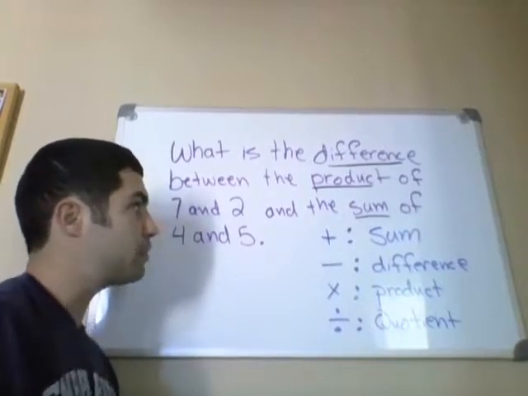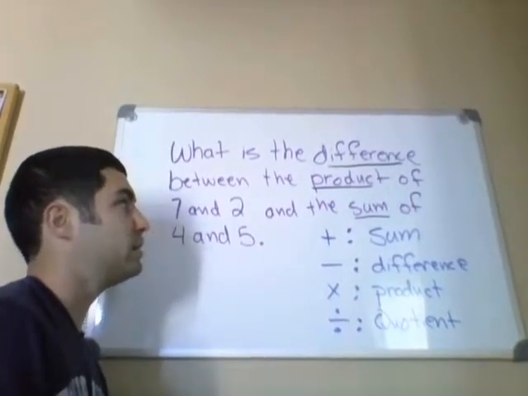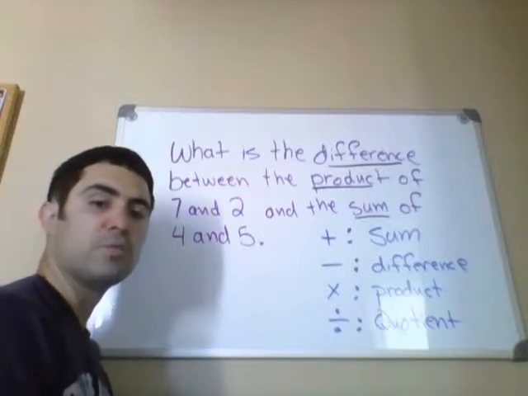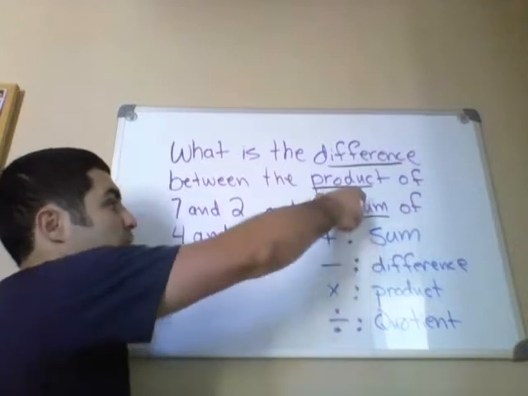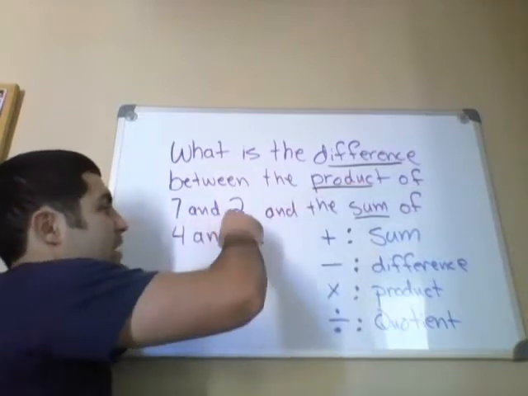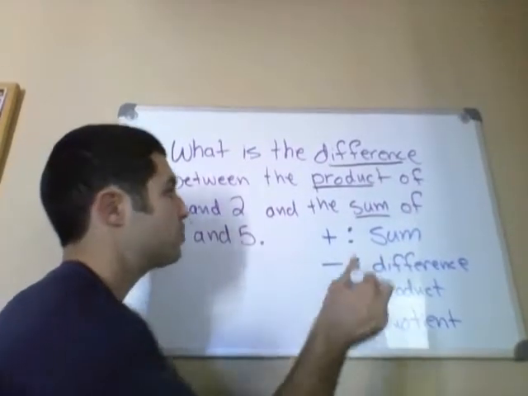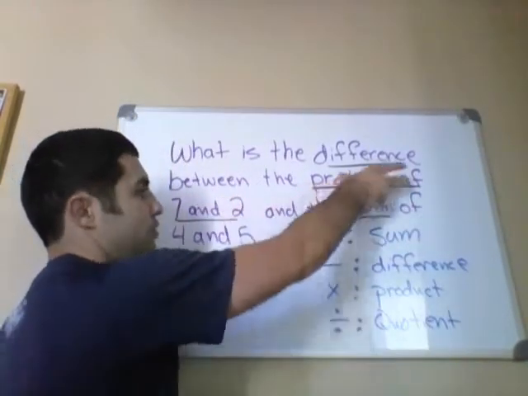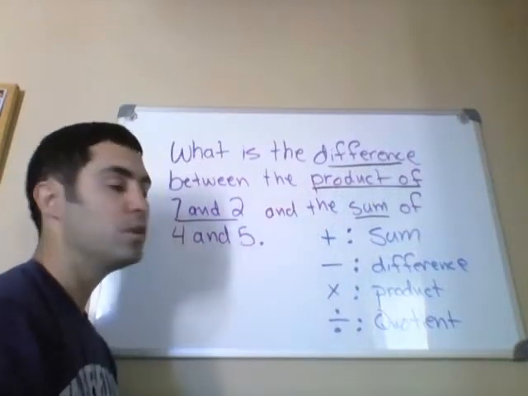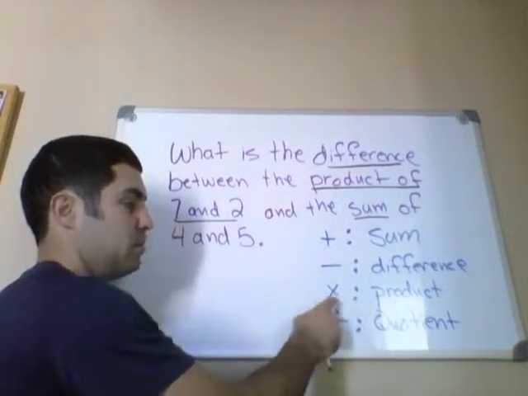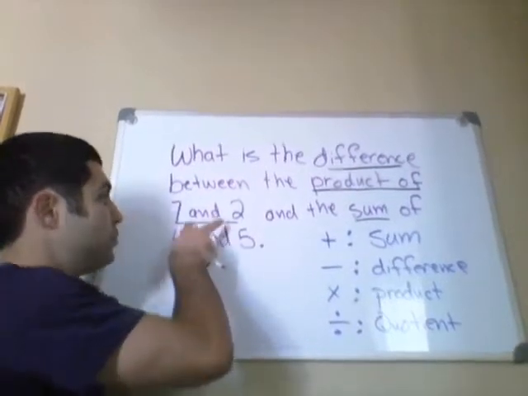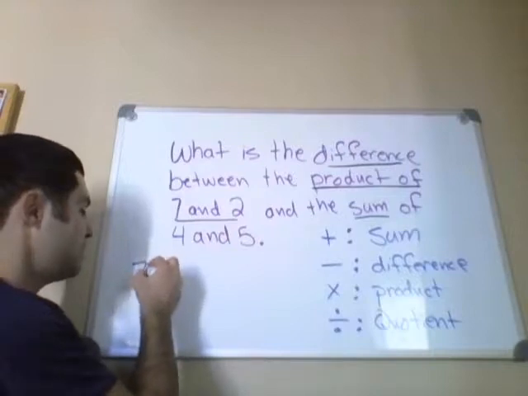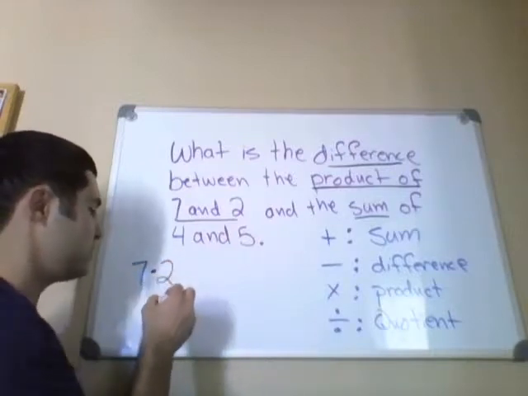So there's two numbers here that we're going to evaluate. There's a difference between these two numbers. So let's break this down to easier terms. We're going to find the product of 7 and 2 first. So let's do the product of 7 and 2. That's the only thing I want you guys to focus on. Product of 7 and 2. Product means multiply. So we're going to do what to 7 and 2? You're right, we're going to multiply. So we're going to take 7 times 2. Okay?